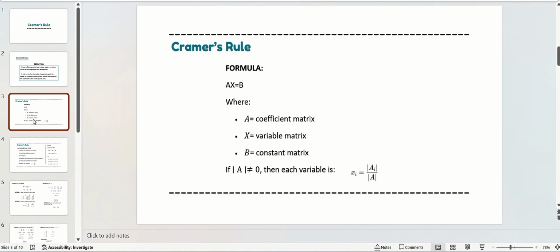So next is the formula of Cramer's rule. Ax is equal to b, where A is the coefficient matrix, ang x is the variable matrix, and b is the constant matrix. So if determinant of A is not equal to 0, then each variable will be using this formula.